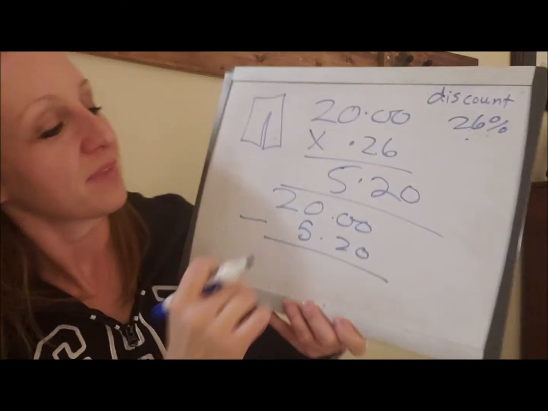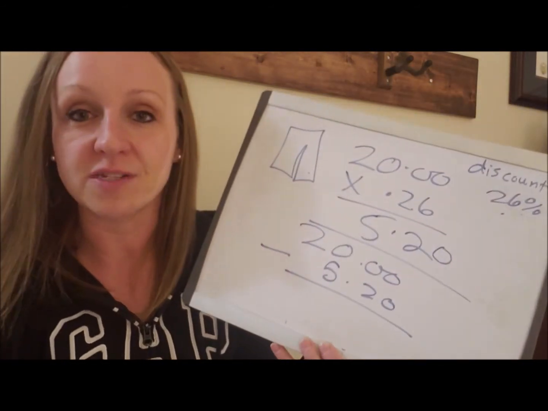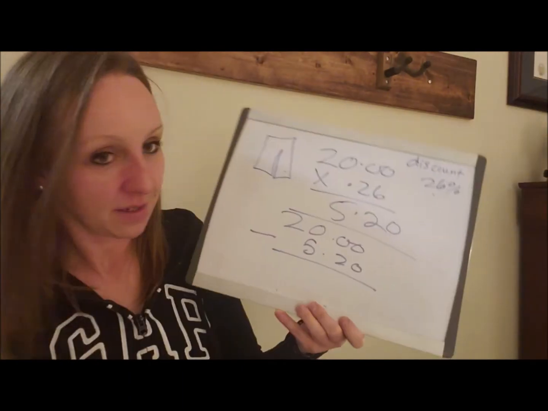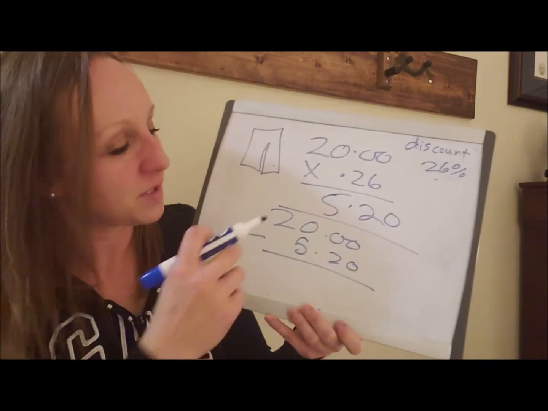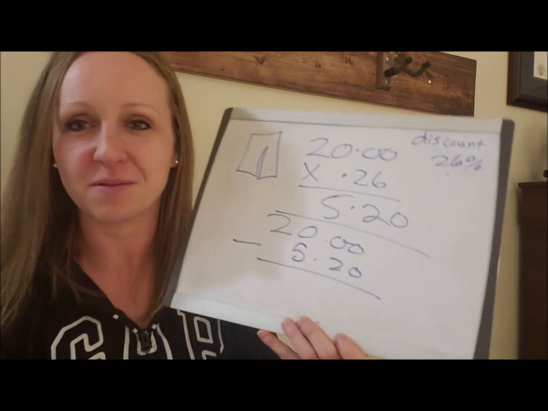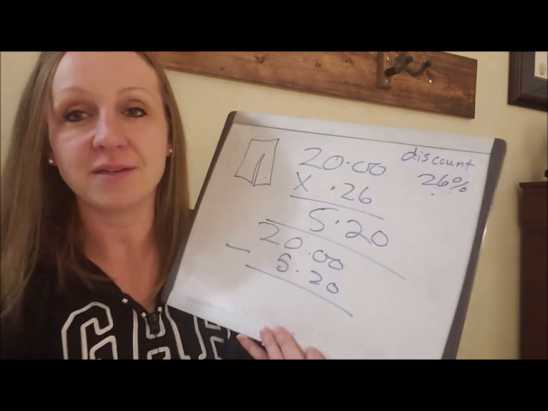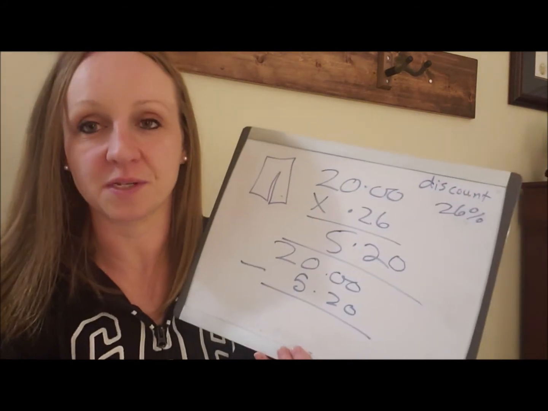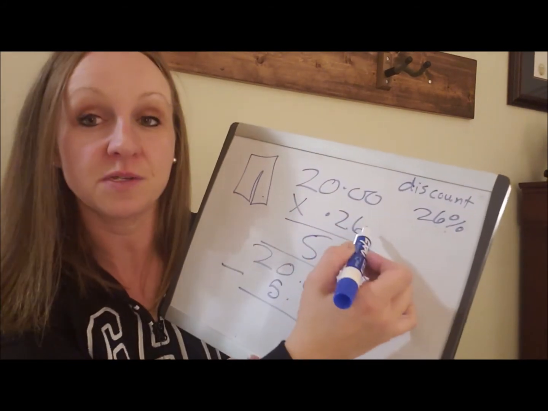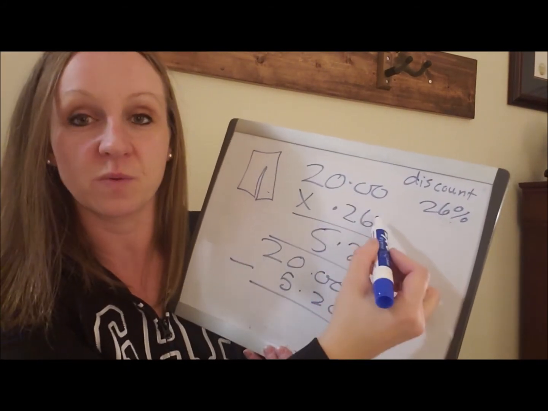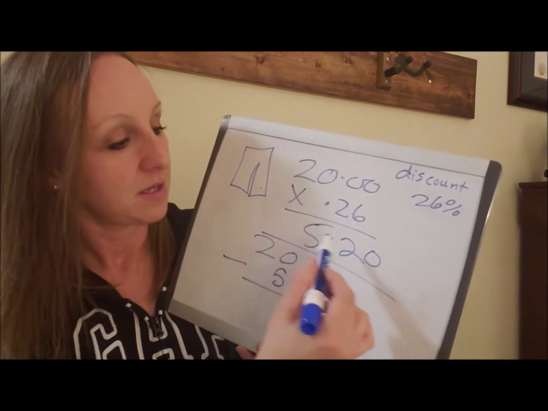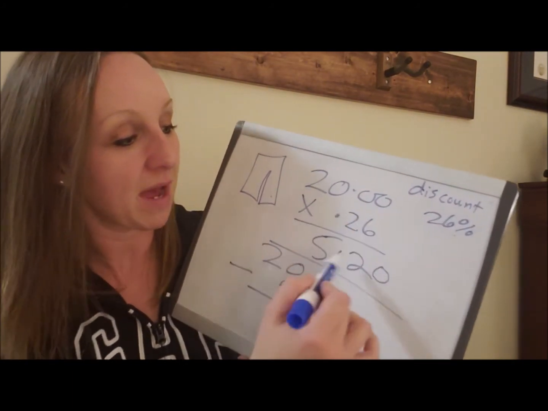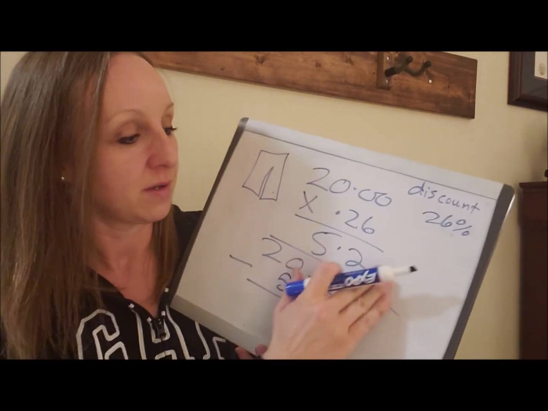What's going on? And then that's going to be the cost of my pants after the discount. Okay, so I'm going to subtract the cost. So let me just back out. That was way too fast. Our pants cost $20. They said at the till, we can take off 26%. So we're going to do some calculations. We take $20 and we multiply it by 0.26. When we do this math, it says 5.2, which looks weird.